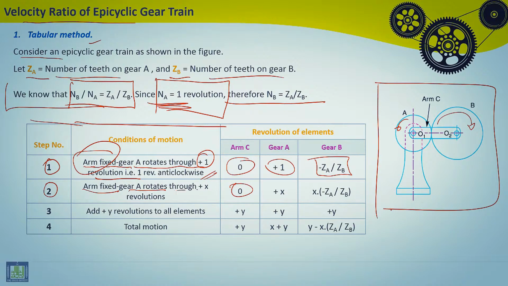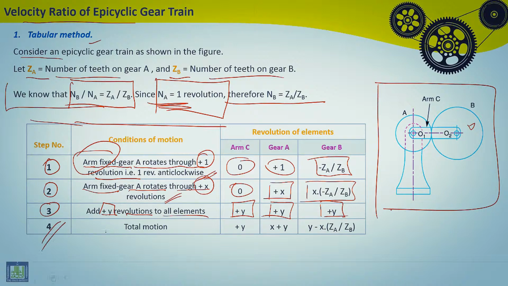Okay. Second configuration, arm is fixed, so velocity or speed is still 0. Gear A rotates through +x revolution, okay, anti-clockwise. Then here we have +x revolution, and then velocity or speed of gear B will be x multiplied by minus ZA divided by ZB. In the third configuration here, we will add +y revolutions to all elements. So we'll start by the arm, here +y, for the gear B also +y, and for the gear A, and B +y.